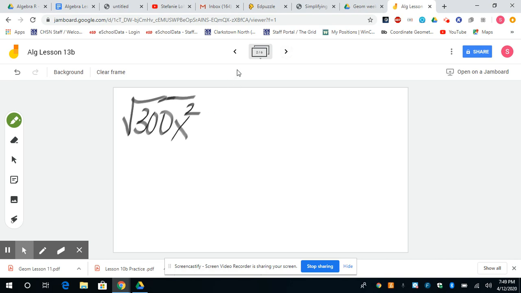So this one, we have the square root of 300 x squared. Basically what you want to do is separate the number from the variable. That's what I like to do at least. All right. So think to yourself, what can we break down 300 into where one factor is a perfect square? Remember your perfect squares.